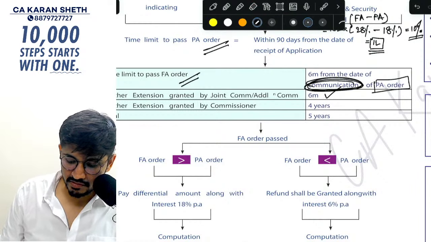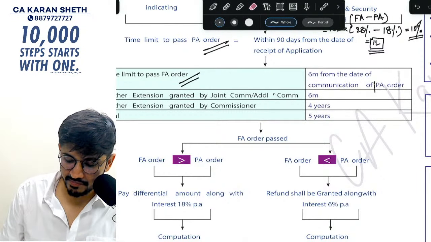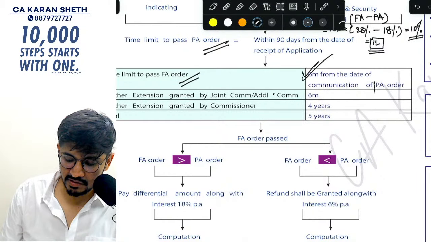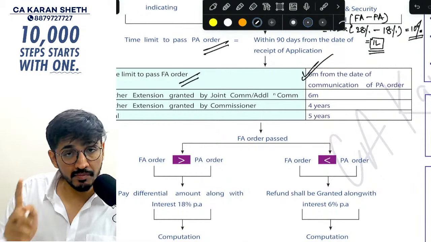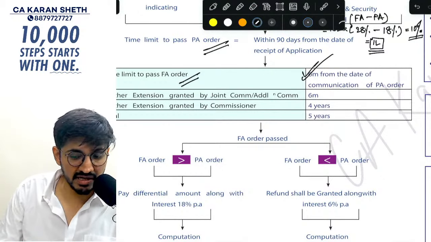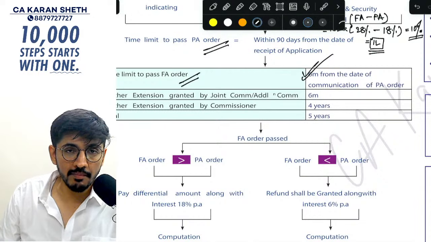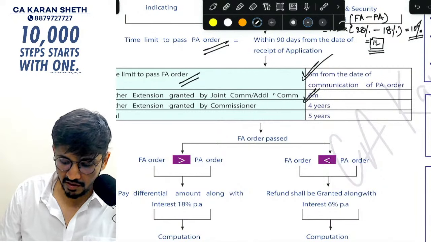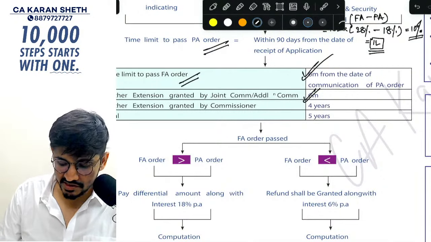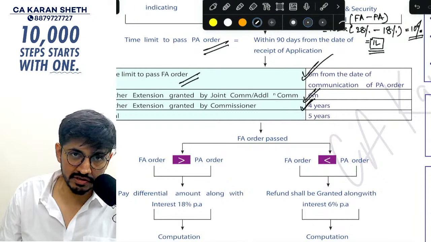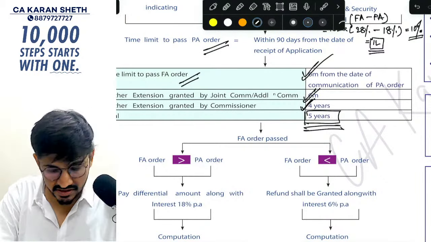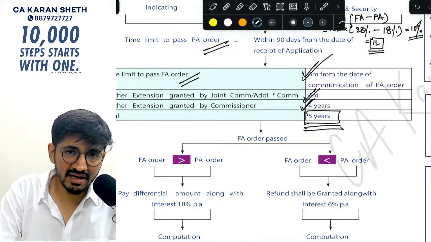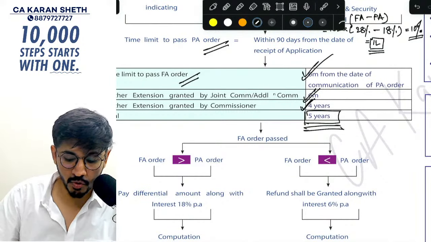6 months is written here, sorry. So 6 months is the normal time limit. If there is an extension, yes, the joint commissioner or additional commissioner can definitely give you an extension of another 6 months, and the commissioner can give you an extension of 4 years. So total 5 years. Within 5 years the FA order can be passed, right? Generally it is not that late, so don't worry about it.